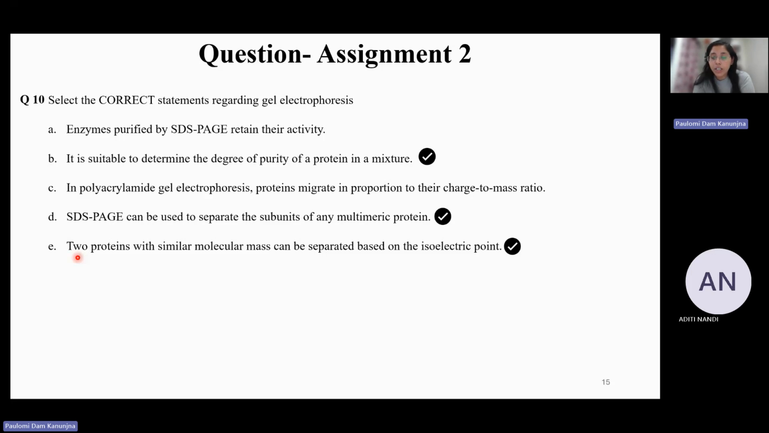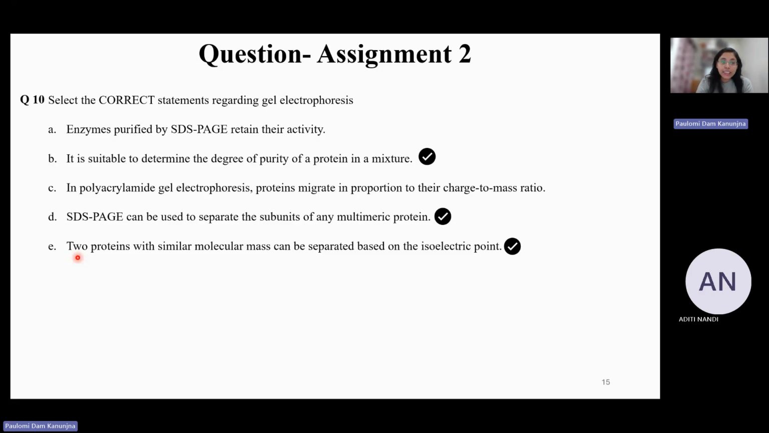Next one, it is suitable to determine the degree of purity of a protein in a mixture, right? Generally SDS page is used to assess protein purity, which is based on the bands. If you have only one single, very clear and sharp band, then you know that it's a very pure protein. If you have multiple bands, then it is a mixture of proteins. If it's just one clear band, that's one single protein. So that gives you an idea about the purity of your sample.